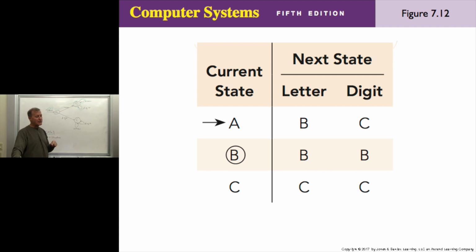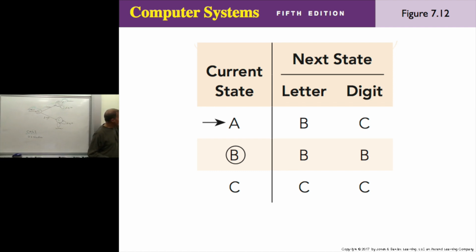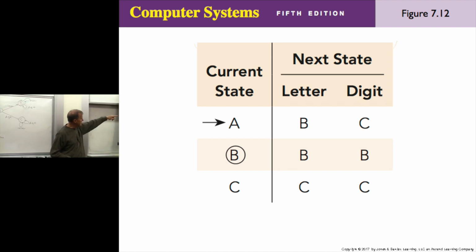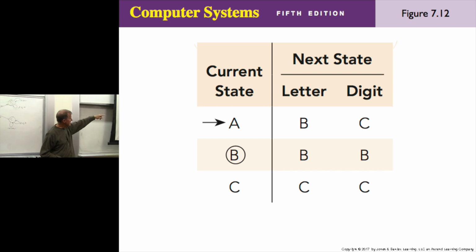And now, do you see how the body of the table works? Where it says next state and then letter and digit. So what is this B here under letter? On the first row, what is that B under letter? What does that mean? That means that if you're in state A and you get a what? That means the next state will be what? B. Now, does everybody see how that table works?